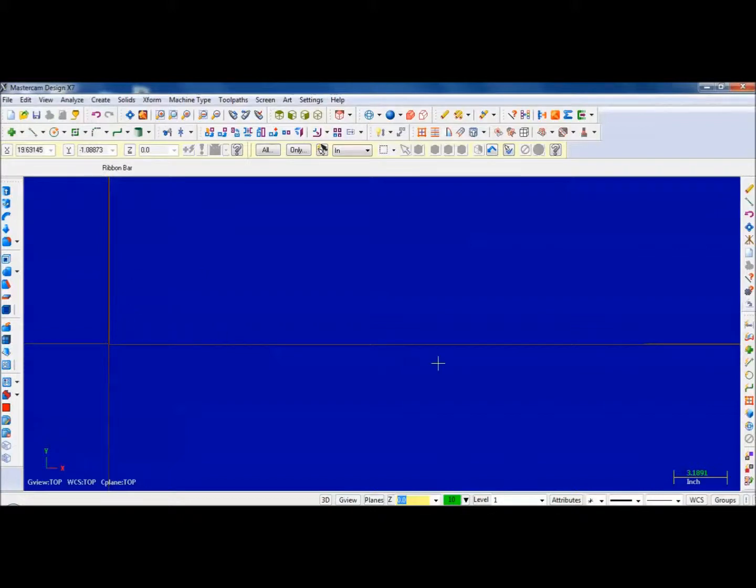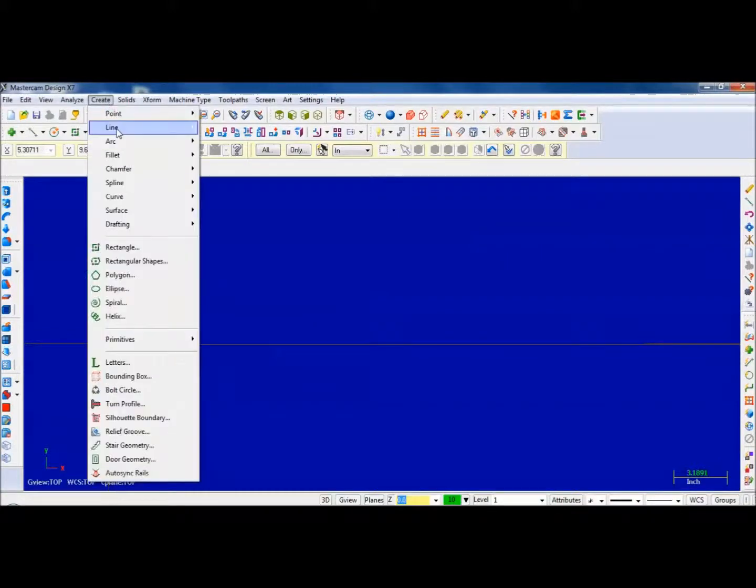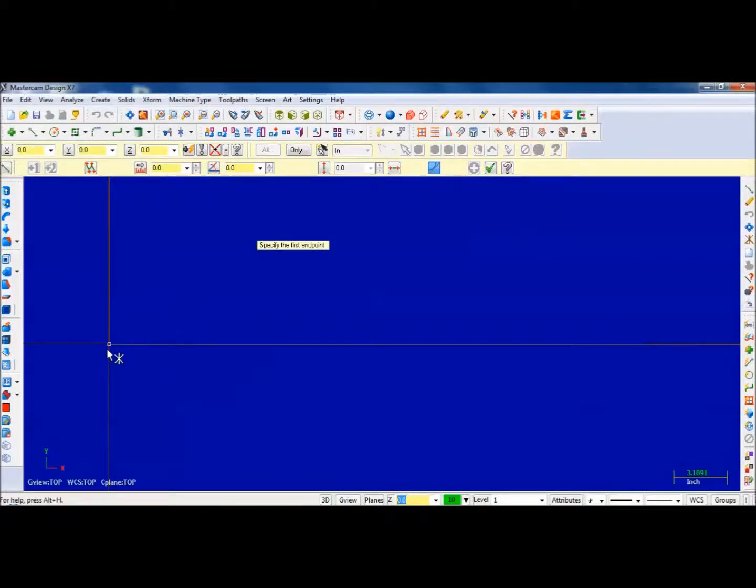I'm going to do a span of 32 feet, so I create a line starting at the origin, and I'm going to go over 32, at 0 degrees. There's my first line. Next, I'm going to create the center post going up, so that's going to be a line. I snap on my midpoint.